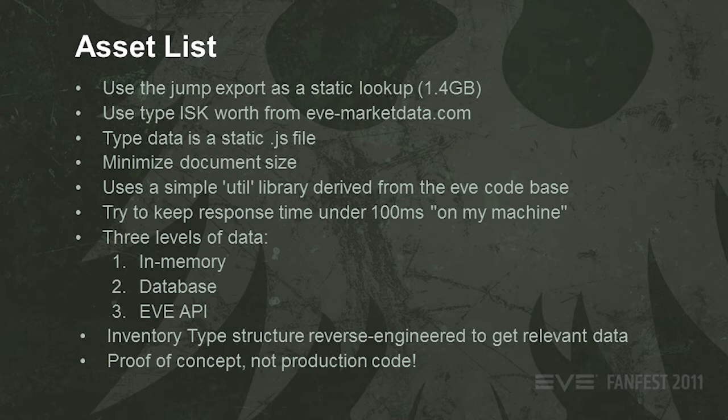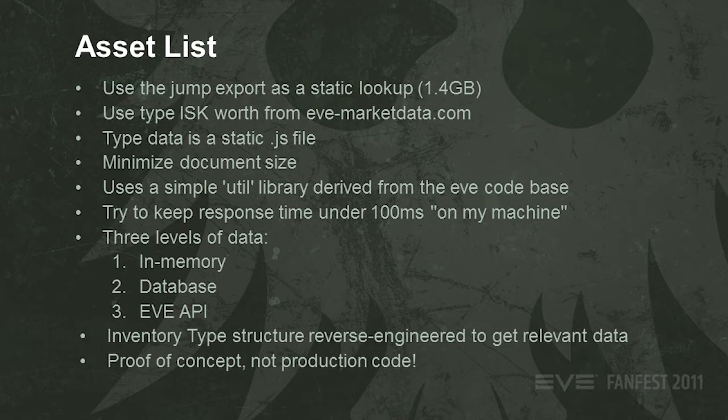And so the asset list, we're gonna use the jump export that I told you about earlier as a static lookup for jumps. It's a really naive way of doing it, and it costs us 1.4 gigabytes, but I'm going to do it anyway. And there's this website called evemarketdata.com that has some pricing information for items. I'll go into that in more detail later.